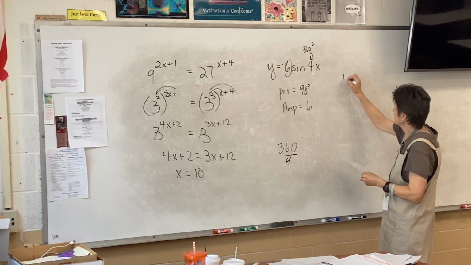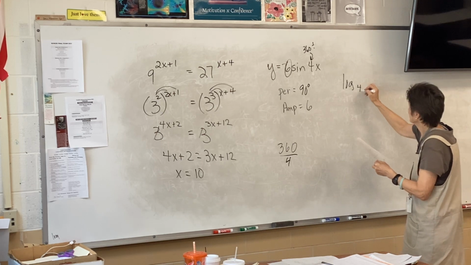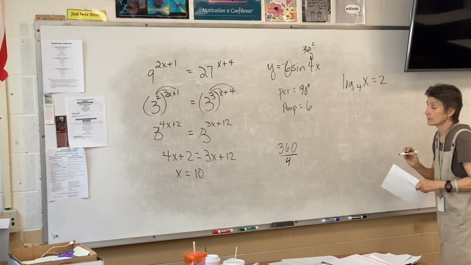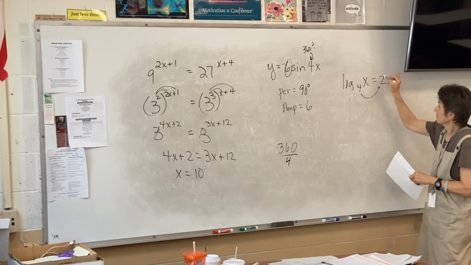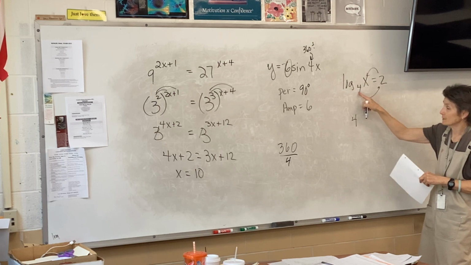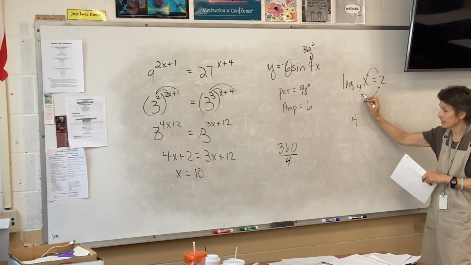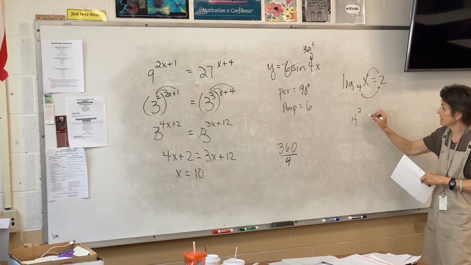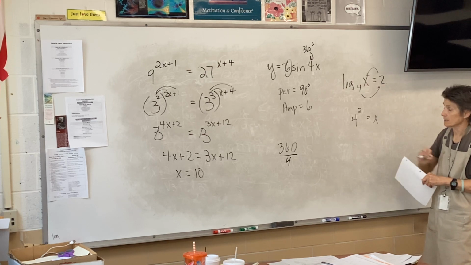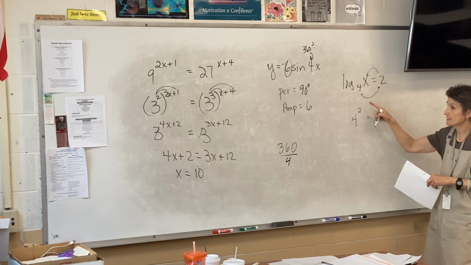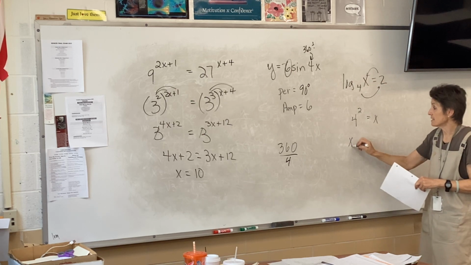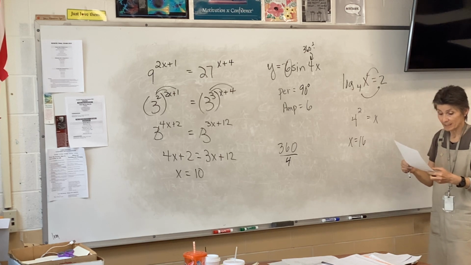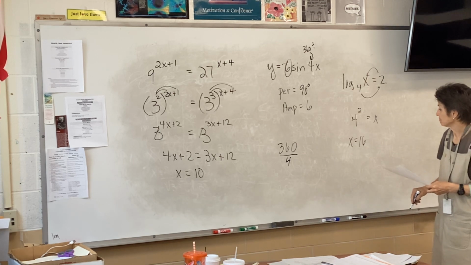Okay, number 3. To solve this, real easy, we're going to loop-de-loo it. So 4, start with that number right there. See where my arrow is starting, right here. 4 to the second equals x. So 4 to the second is 16. So the answer to the problem is 16.